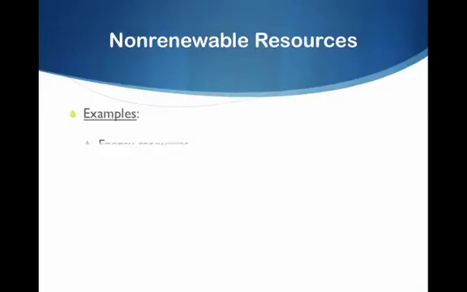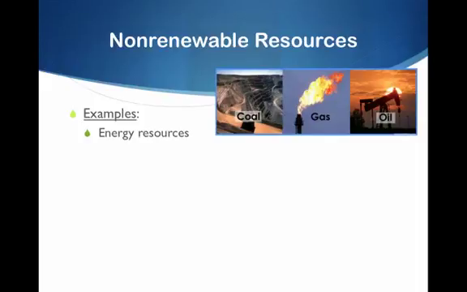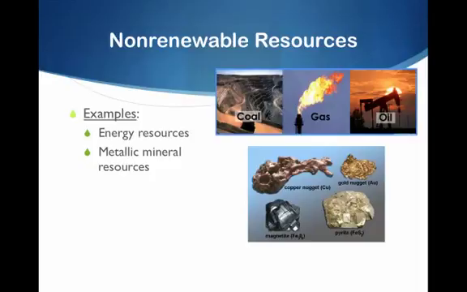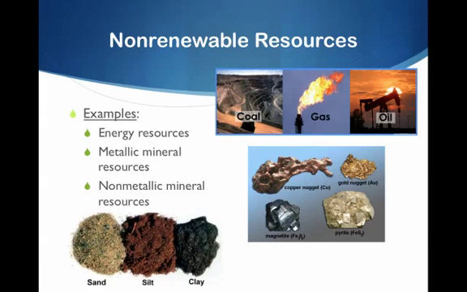So some examples of non-renewable resources are energy resources like coal, gas, and oil. We also look at metallic mineral resources, so things like copper, gold, magnetite, those in the picture there. In addition to non-metallic mineral resources, so things like sand, silt, and clay. You don't necessarily think of these as resources, at least in my mind. I'm like, sand isn't a resource, it's on a beach. But sand is often used to make glass, and glass is used in a number of things in our lives.